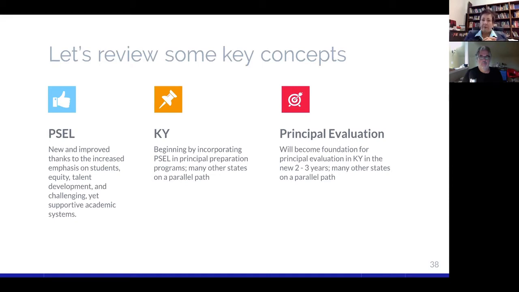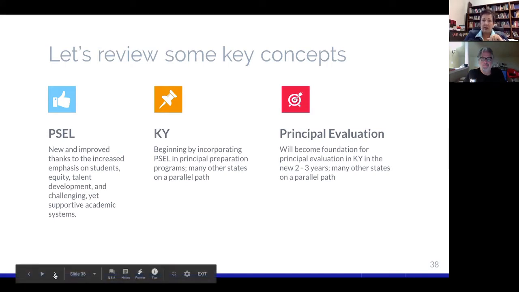Here in Kentucky, as a microcosm of what may be happening in your own state, we're beginning to incorporate PSEL by starting with principal preparation. I mentioned our new regulations. Many other states are following a parallel path. And for those of you who are school leaders, it's very likely that PSEL, if not already, will become the basis upon which your annual performance evaluation is founded. In Kentucky, we expect that will happen when regulations change over the next 2 to 3 years. And once again, many other states are on a parallel path.